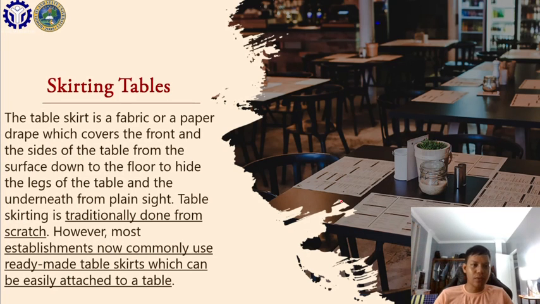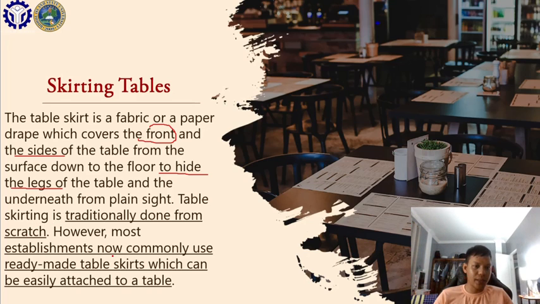So let's proceed to skirting tables. The table skirt is a fabric or a paper drape which covers the front and the sides of the table from the surface down to the floor to hide, again, to hide the legs of the table. We need to make sure that the legs are covered with a table skirting underneath from the plain side.